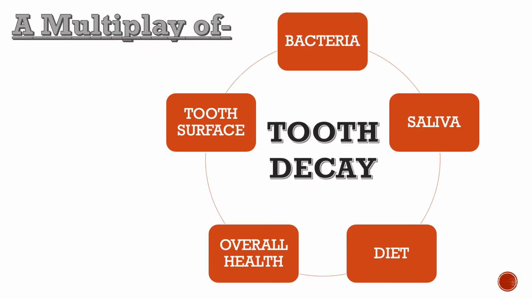So, tooth decay or cavities, it's basically a multiplay of these five factors which you can see on your screen. That is the bacteria, the saliva that is there in your mouth, the diet, that means what you're taking in your daily food or in your daily meal, then your overall health and the tooth surface. All of these together interact with each other to result in a tooth decay or a cavitated tooth.